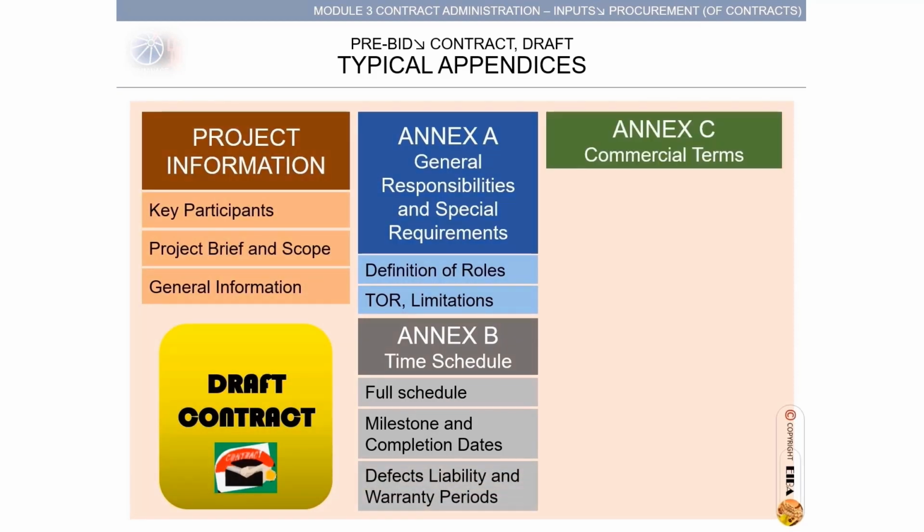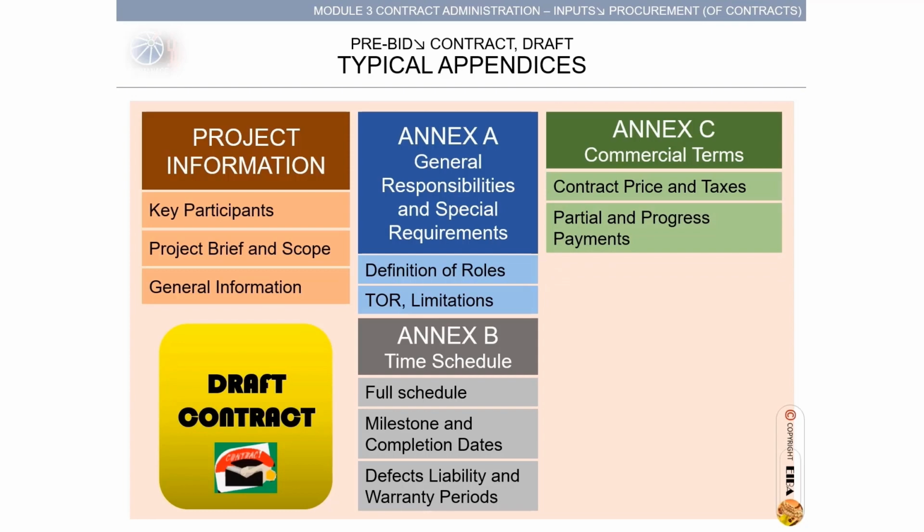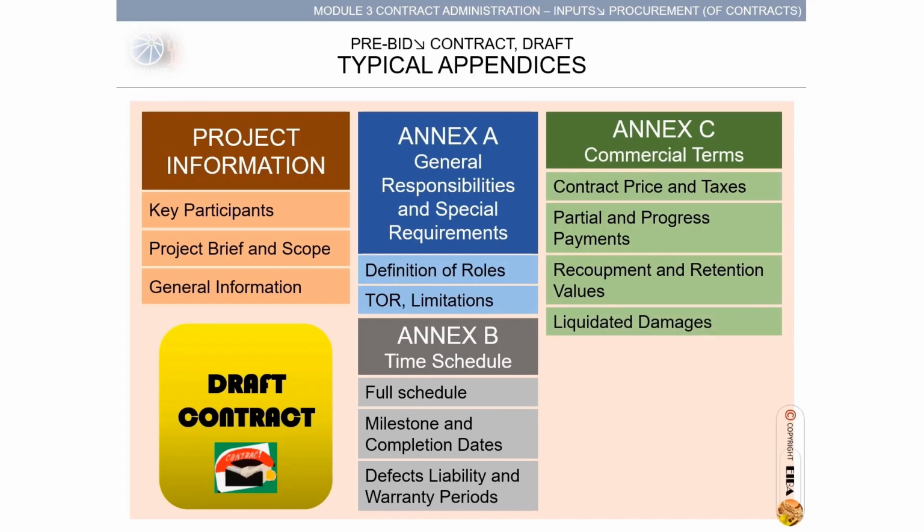Annex C, Commercial Terms. Statement of contract price and corresponding taxes. Partial and progress payments. Recoupment and retention values on payments by owner. Liquidated damages. Conditions and values.